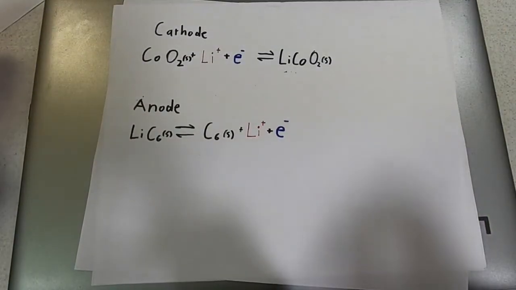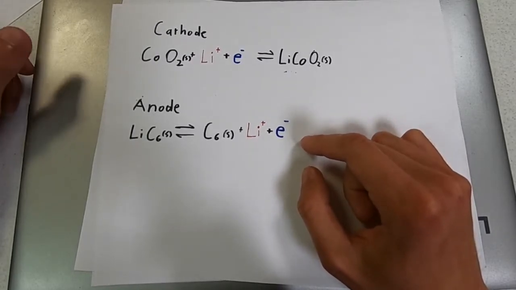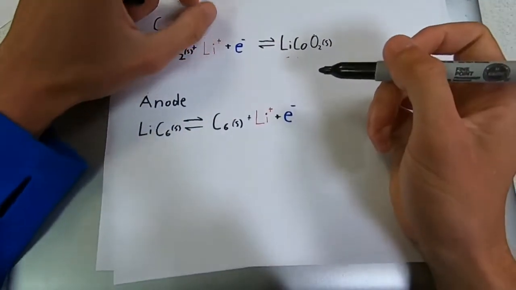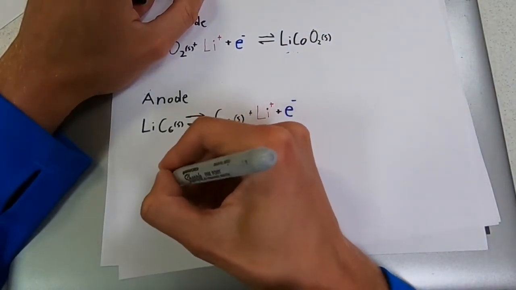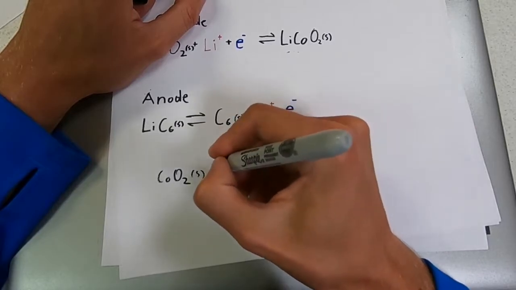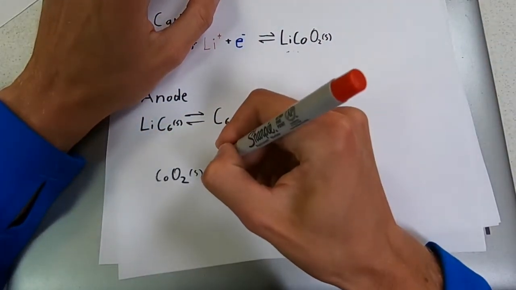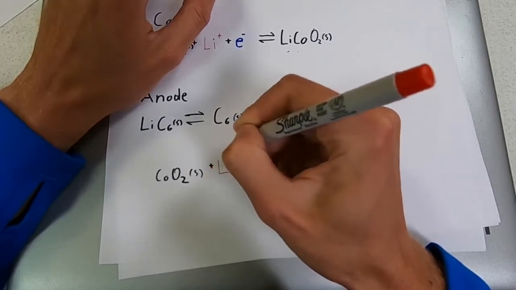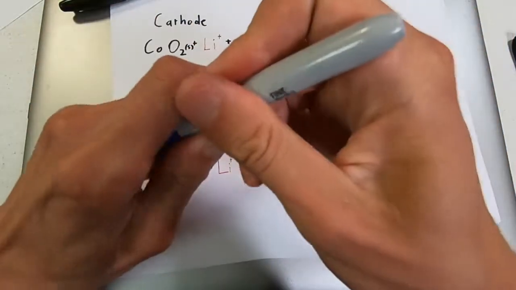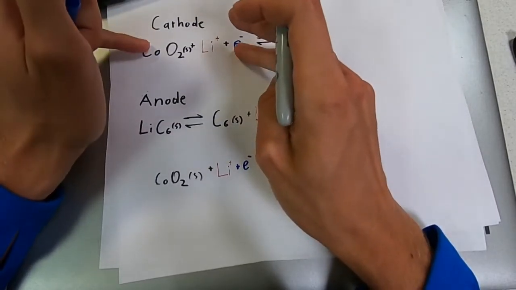All right, so what's driving these lithium and electron jumping ship in the first place? Well, to get into that, let's put these two half reactions together into our full reaction. So if we were to put these together, we would have our cobalt oxide plus our lithium ion plus an electron. So again, we're just writing out our reactants from this side of the cathode reaction.